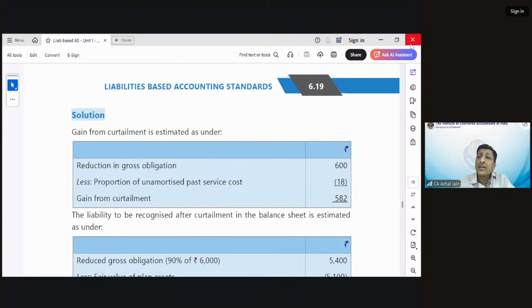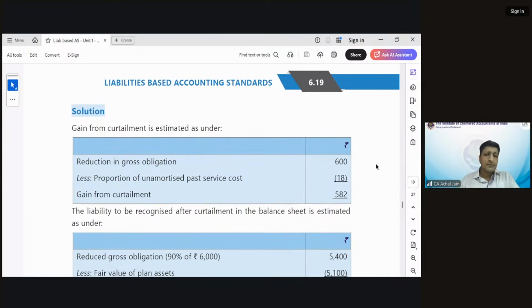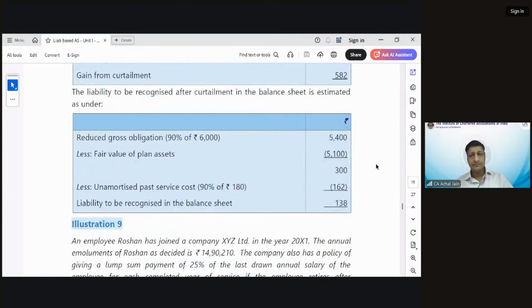So therefore, in this case, what do you have? 600 is the total reduction, out of which 18 is the adjustment. So what is the gain from the curtailment? 582. Right?